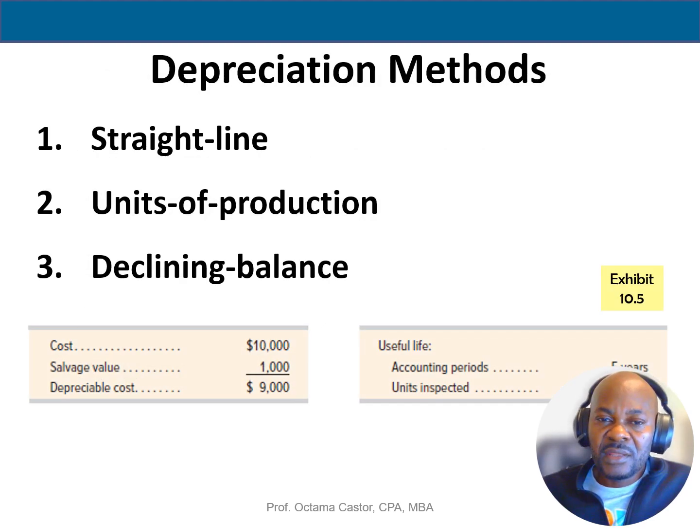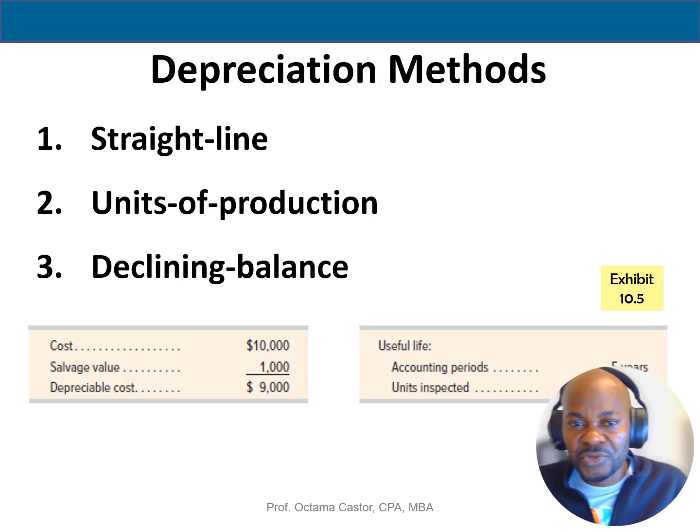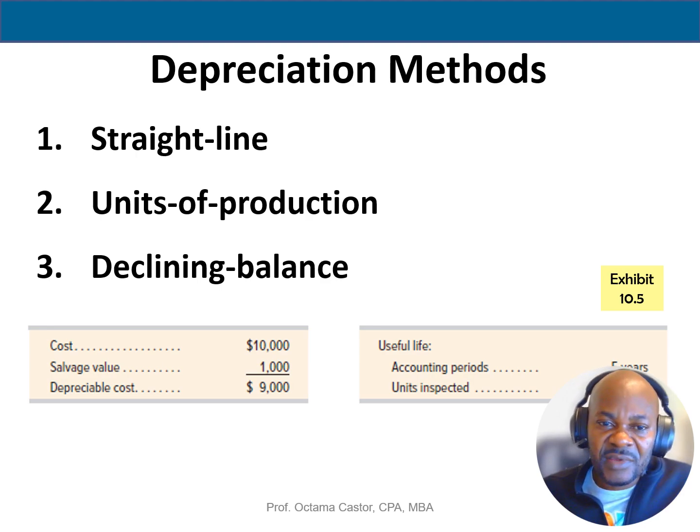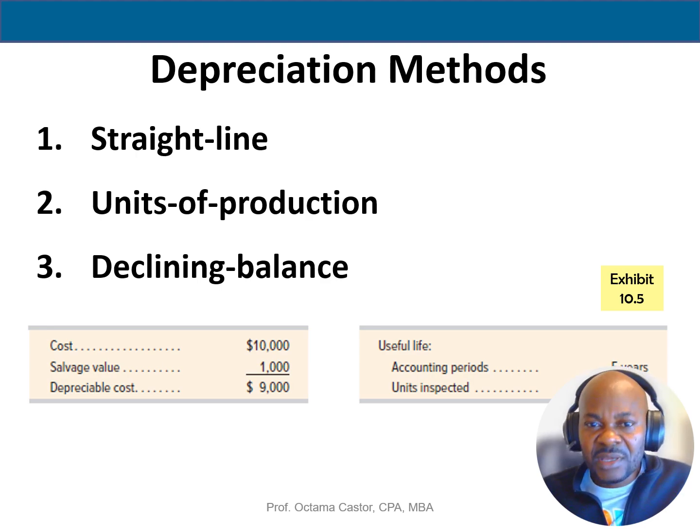The next item we're going to talk about is the methods of depreciation. We have three methods of depreciation we will talk about in this presentation. We have straight line, units of production, and declining balance. Let's look at each of these separately.